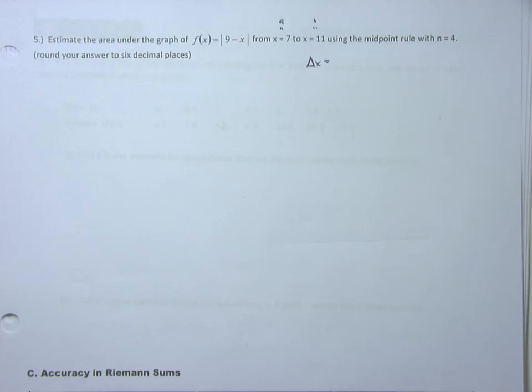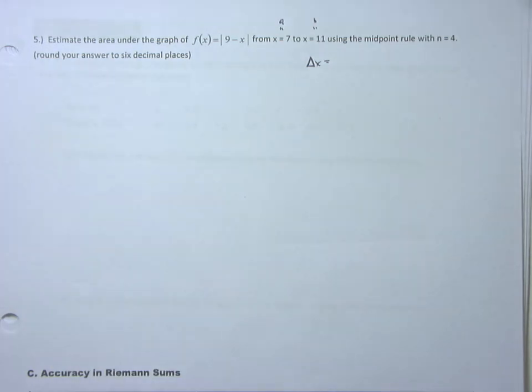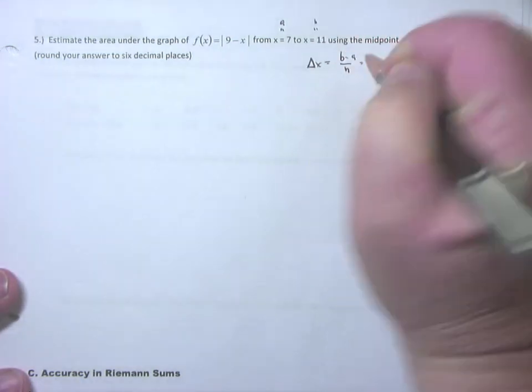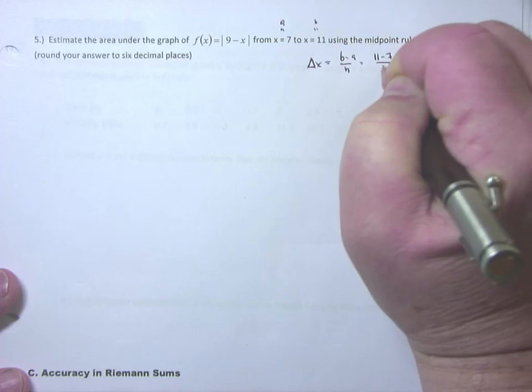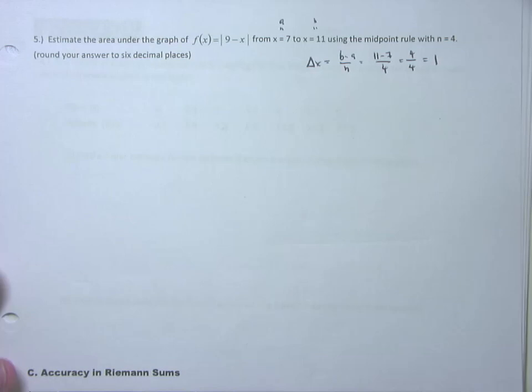Well, first off, before we get started, what does this function look like? What does an absolute value graph look like? Yeah, it's going to be a V graph. But first things first, let's calculate delta x. Delta x by the formula we have memorized is b minus a divided by n. That's 11 minus 7 divided by 4. 11 minus 7 is 4, divided by 4, and that's 1. This is nice. My delta x is 1.